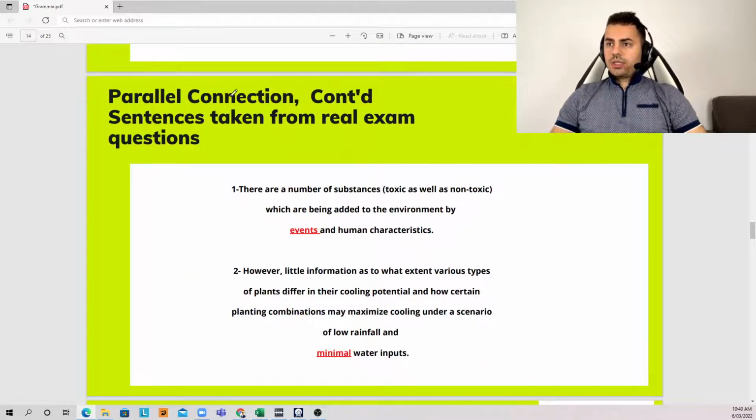Those are some examples for parallel connection from real exam questions, like here. This one was an empty gap. When I solved it, I selected "events," which was correct. The reason I said "events" is that if you read this sentence all the way till the end, for example, events and human characteristics, it is a plural form.